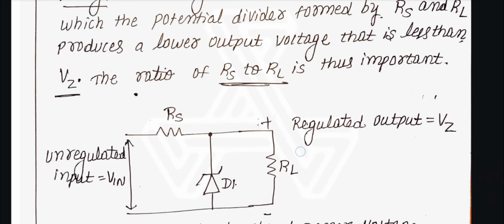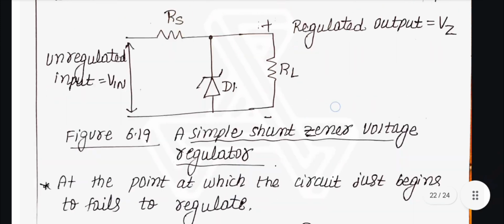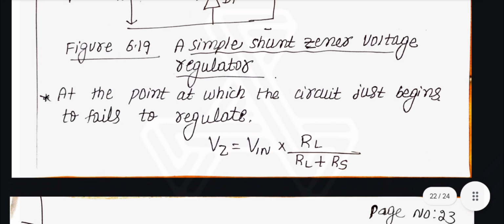Unregulated input, RS, then Zener diode, then RL, regulated output. Simple shunt Zener voltage regulator. At the point at which the circuit just begins to fail to regulate, VZ is equal to Vin into RL by RL plus RS, where Vin is the unregulated input voltage.